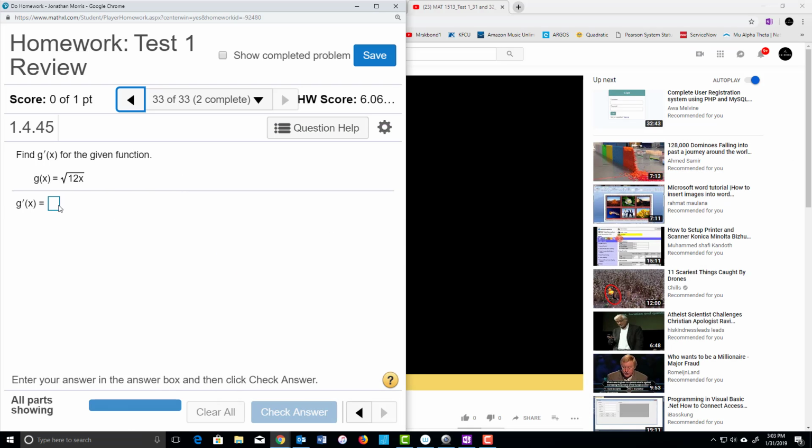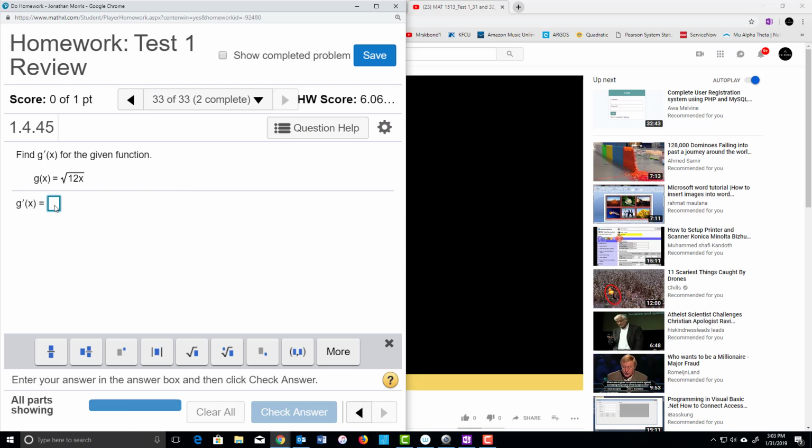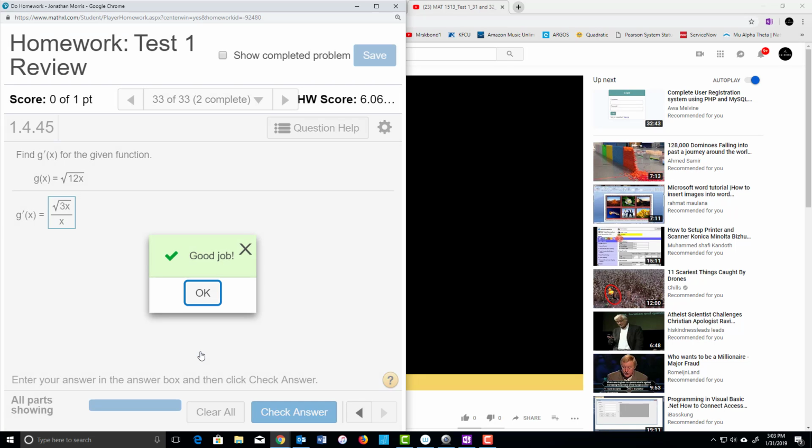So let's turn it into a fraction: the square root of 3x over x. And there we go, people. Let me know if you have any more questions.